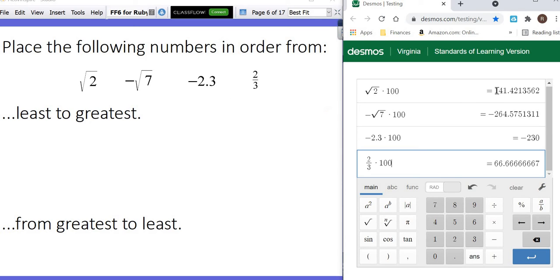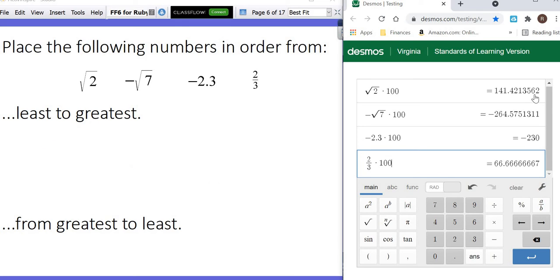So let's look very carefully here. We have 141%. We have negative 264%. We have negative 230%. And we have 66.6 repeating percent. And we want the least to greatest.